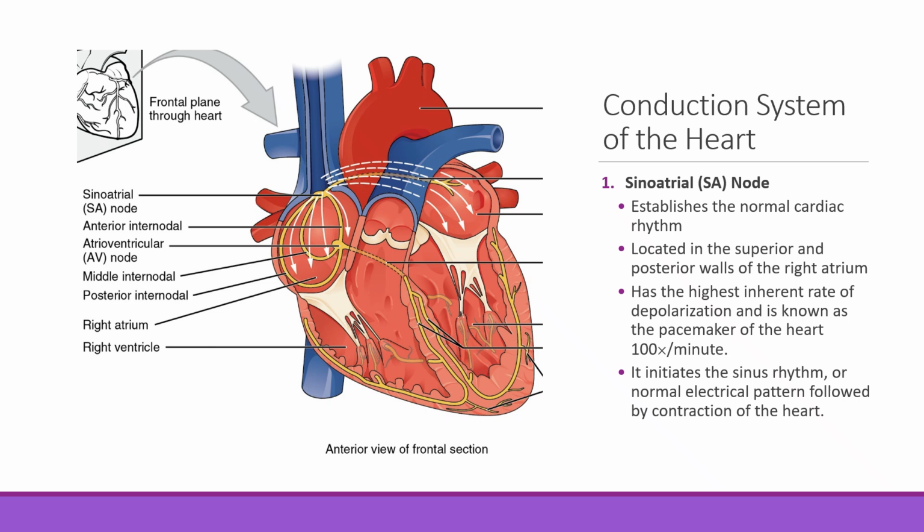All right, a little bit more detail about each of these different steps. So the sinoatrial, or SA node, is what establishes the normal cardiac rhythm, or what we call the normal sinus rhythm. It's located in the superior and posterior walls of the right atrium. I would just say the roof of the right atrium to get the idea. It has the highest inherent rate of depolarization and is known as your pacemaker. And so it is producing electrical signals at a rate of about 100 times a minute. It initiates the sinus rhythm, or the normal electrical pattern, that's followed by the contraction of the heart.